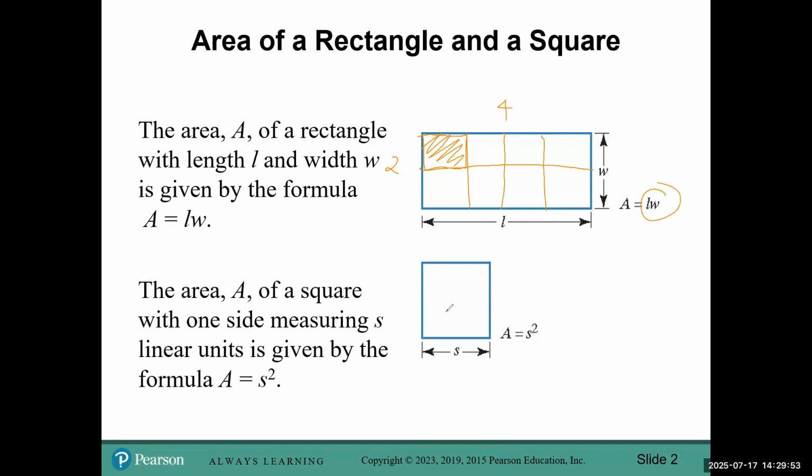And then when we talk about a square, remember a square has length and width the same. It's just a special case of a rectangle where all 4 sides are exactly the same. So instead of length times width, we have side times side, or side squared. That's why we call this squared.